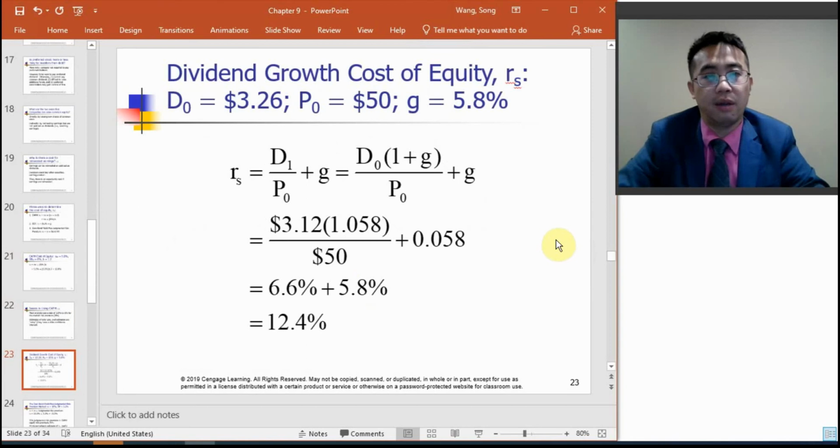And right here, we have the dividend growth model. So you solve for R and it's D1 over P0 plus G.